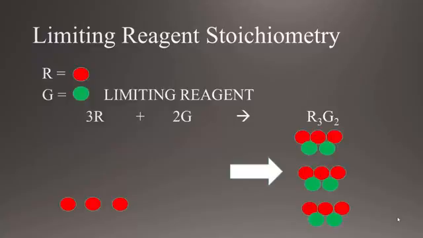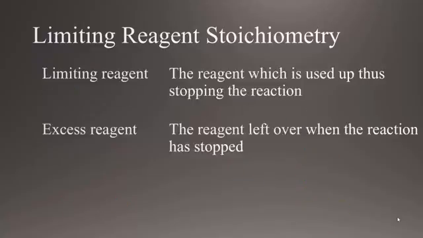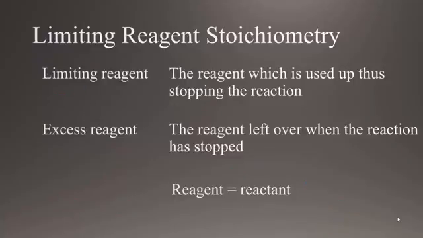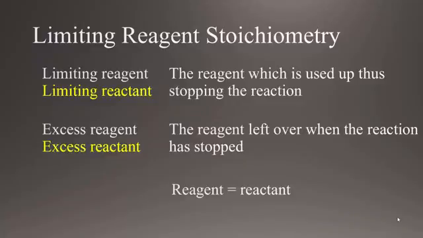And so here we would say green is the limiting reagent. The excess reagent is the reagent left over when the reaction is stopped. So here we'd say the red is left over. There's some excess remaining. Now a quick note, reagent is synonymous with reactant. So you may see the term limiting reactant, or I may say that, or I may say excess reactant, or you may read that. They are synonymous.